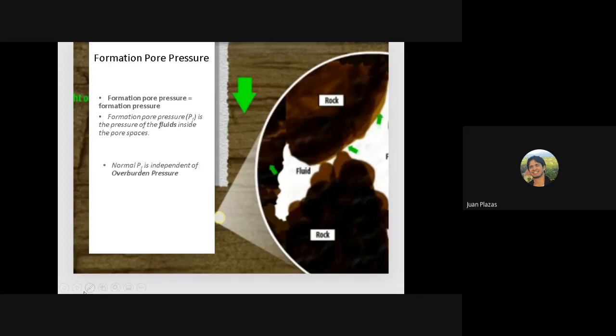Now we will talk about what is normal formation pore pressure. Normal formation pore pressure is the hydrostatic pressure of fluids, assuming that the formation fluid is water. So normal formation pressure is independent of the overburden. Again, what is overburden? We went back to Terzaghi, and overburden is the pressure from the weight of both the overlying rock and the fluid it contains. Overburden is just the pressure of the formation above the formation of interest.